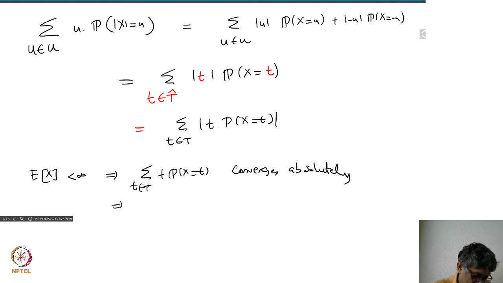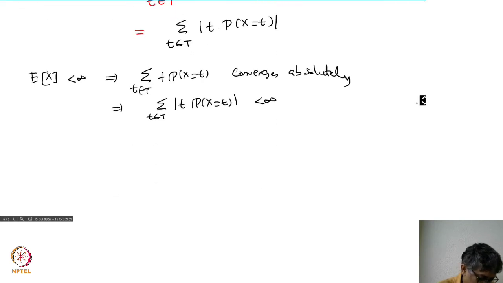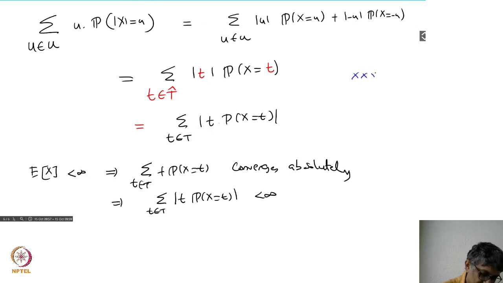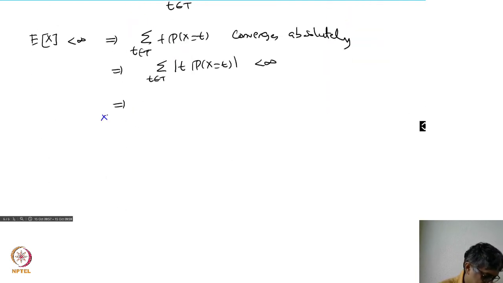And that implies that the sum over t in T of the absolute value of t times probability X equals t is finite, and that, by this, let's call this triple star. So in triple star I used double star here, and I use star here. So by triple star, that's the same as the sum over u in U of u times probability mod X equals u, and that means that E of mod X is finite.